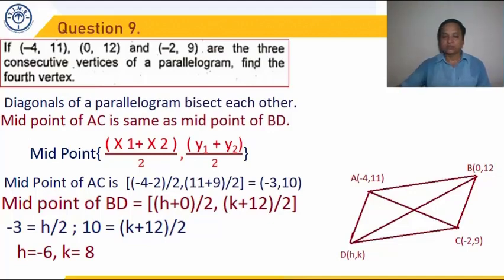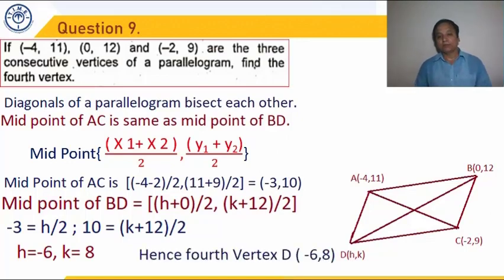Hence the fourth vertex which we were supposed to find, the fourth vertex of the parallelogram, D is (-6, 8). So we use the basic section formula in which the ratio is 1:1, and using the property that diagonals of a parallelogram bisect each other. We use (x1 plus x2)/2 and (y1 plus y2)/2 as the midpoint formula and apply it for diagonal AC as well as diagonal BD.